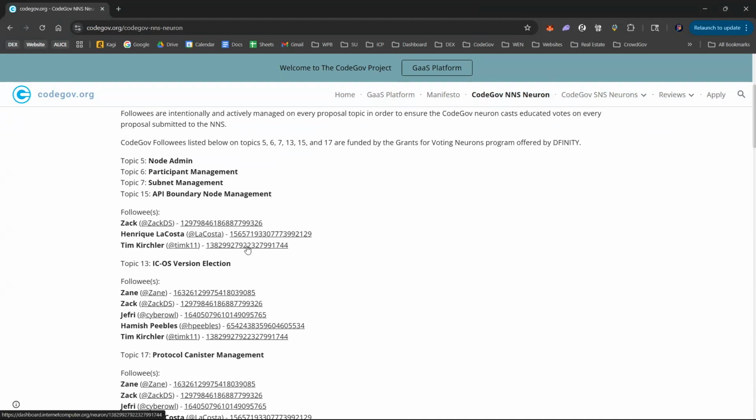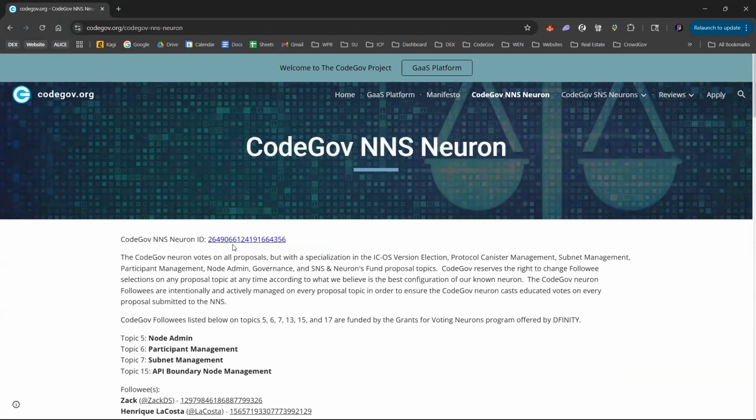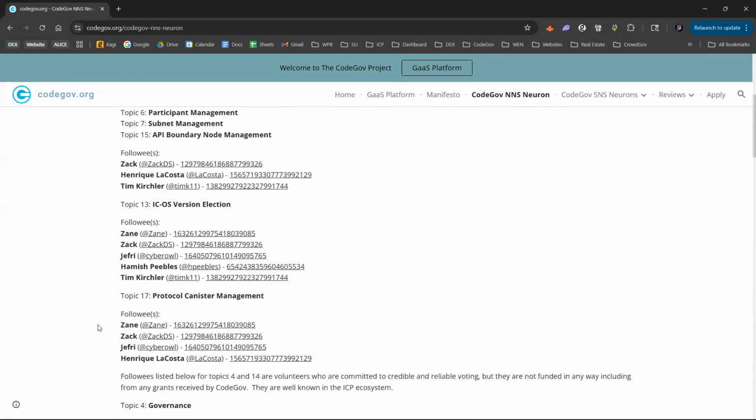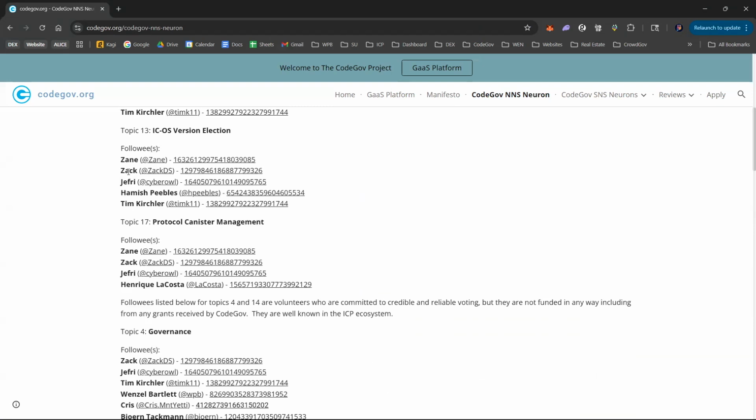These are their neuron IDs. And they're public neuron IDs, so if you wanted to track their own individual votes, you could. Of course, the CodeGov neuron ID is this one here. We're a known neuron. So when you look at any proposal, you can see the list of known neurons, and this is the neuron ID that you see. ICOS version election, we have 5 people. Protocol canister management, we have 4 people reviewing it.